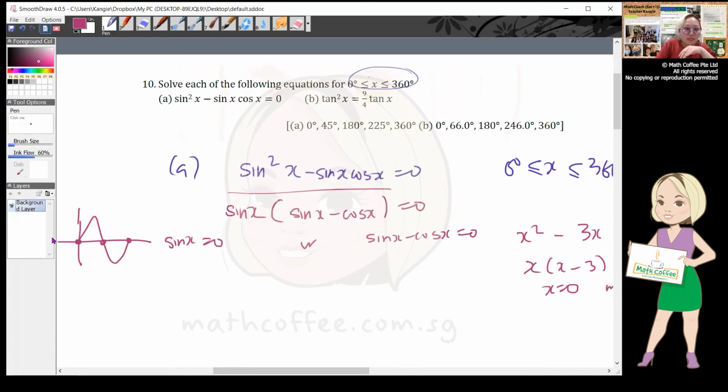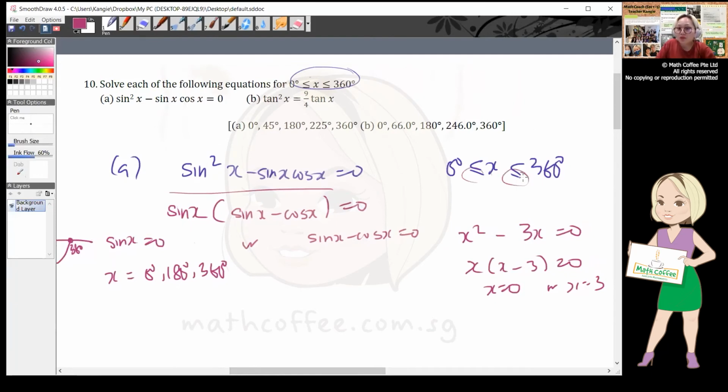So we actually have three answers because this is 0 degree, this is 180 degree, and this is 360 degree. So when I solve sine x equals to 0, I should have x equals to 0, 180, and 360 degree. And do I need to reject the 0 and 360? It depends on whether your 0 and 360 is involved or not. For this case, it is involved. So I do not reject and I have three answers for this case.